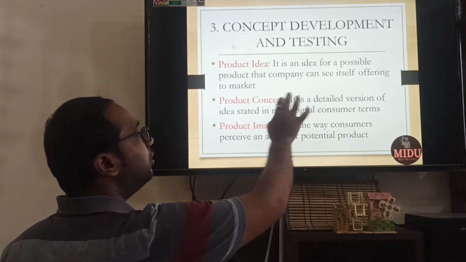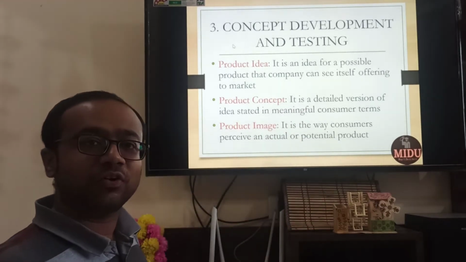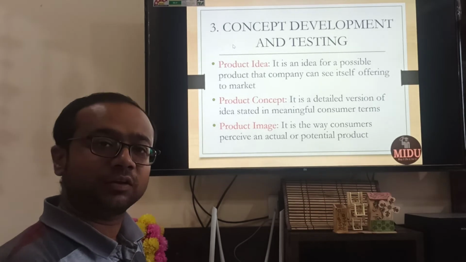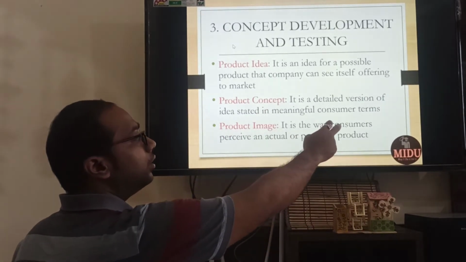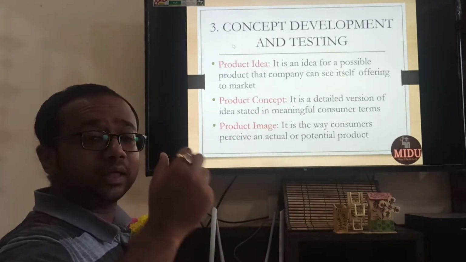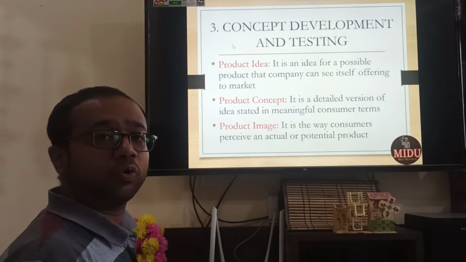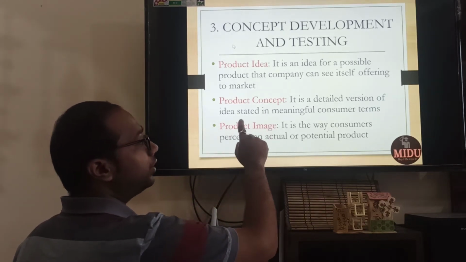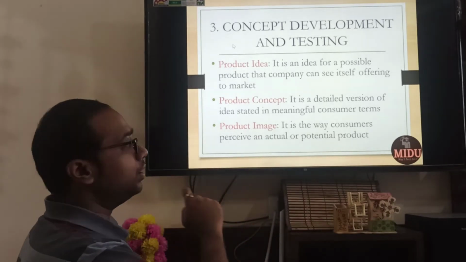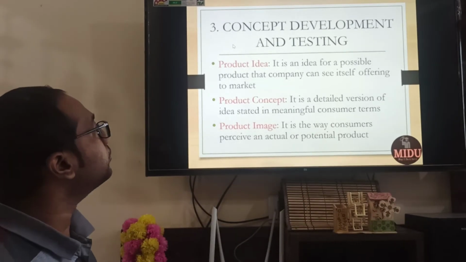Then a detailed version of the idea in consumer terms is known as the concept. A detailed version, from the understanding perspective of the consumer, is known as the concept. And last, you might think that this is the definition of it, but consumers might perceive it in their own way. That is known as the product image. What image of the product is there in the mind of the consumer? So it is the way consumers perceive an actual or potential product.